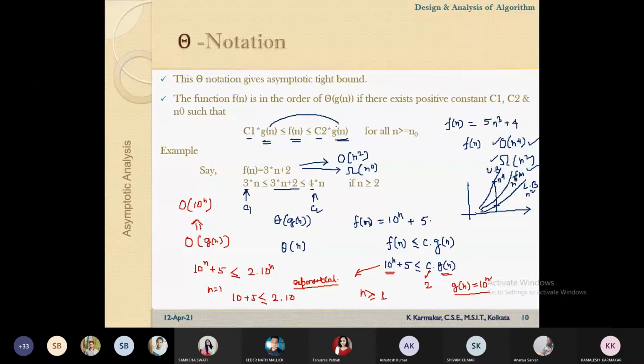Try to put some value. Gn should not be considered randomly. According to the definition, you may take any value. You may try with some larger value, but always we will try to consider this function as close as possible to the Fn.